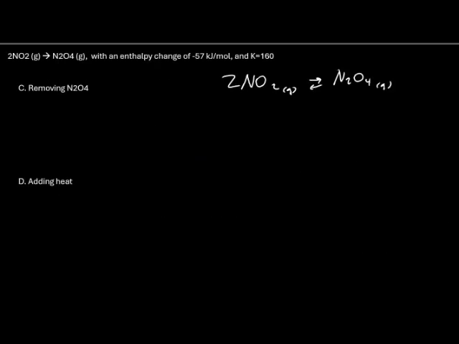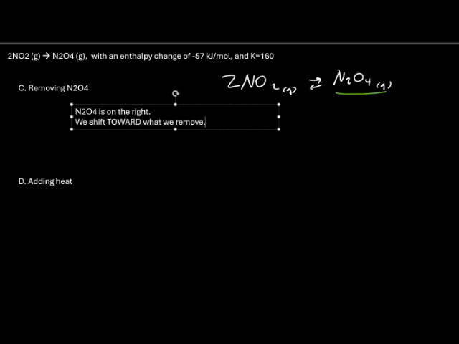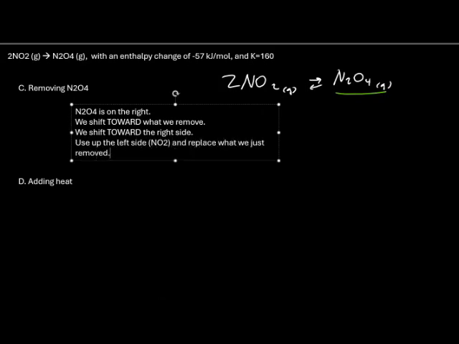Now imagine if we removed the N2O4. We locate that in the system and we notice that N2O4 is on the right. We're always going to shift toward what we remove. Therefore, in this case, we will shift toward the right. If we do shift toward the right, that means we'll be using up whatever's on the left and replacing the stuff on the right that we removed. Therefore, we can say that we will shift to the right, we will regain the N2O4, and use up the NO2.